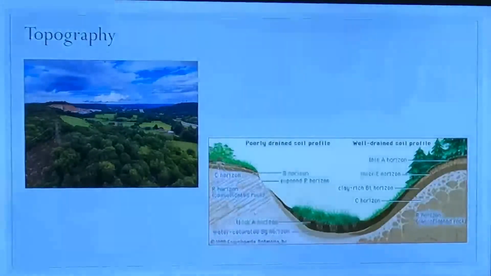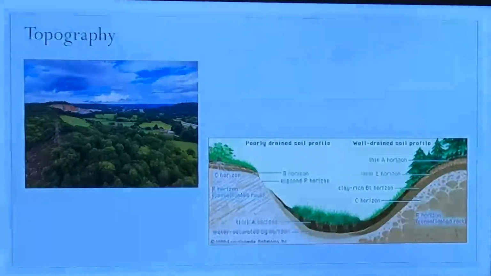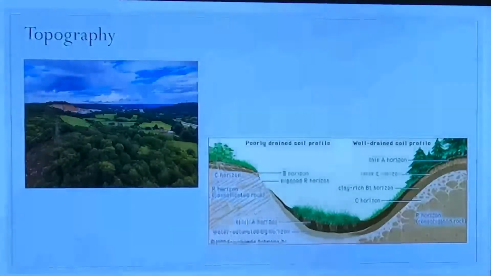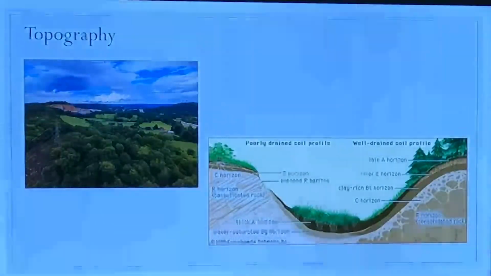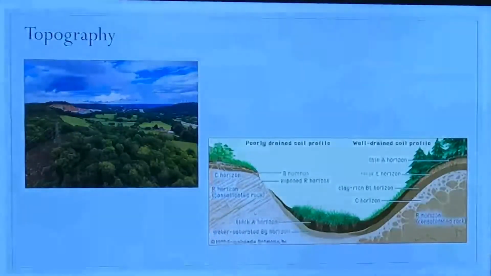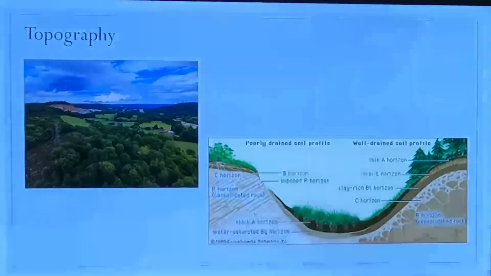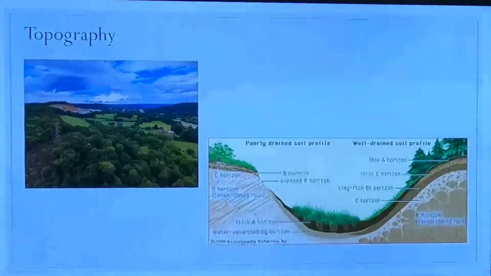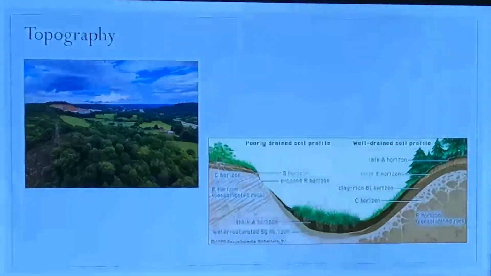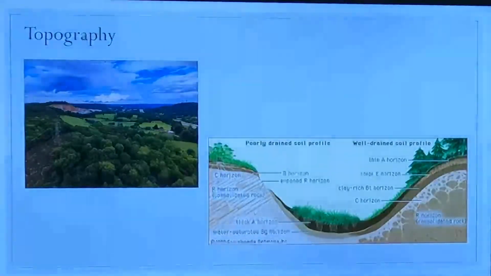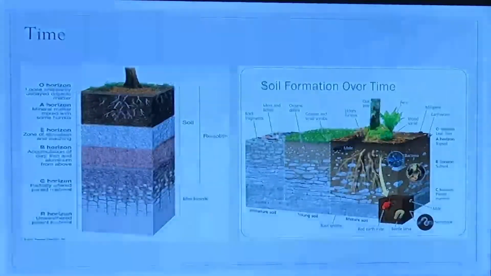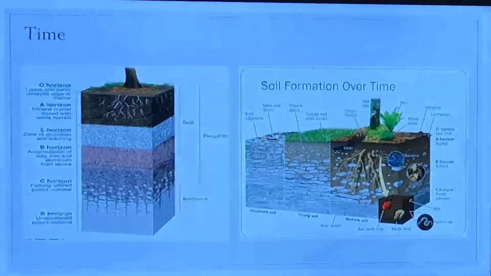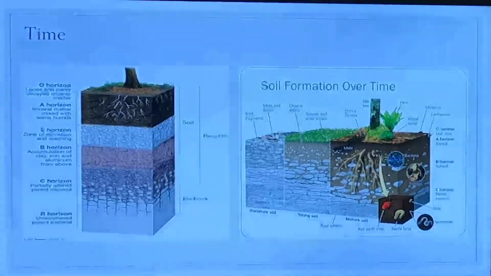So we have parent material, climate, organisms, topography, and we have one more. Which one am I missing? Time. Time. It takes time. Those layers have to form and that organic matter has to decompose, and there's going to be processes that happen. And so it takes a lot of time and a lot of organic material.